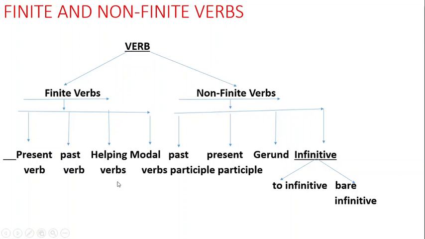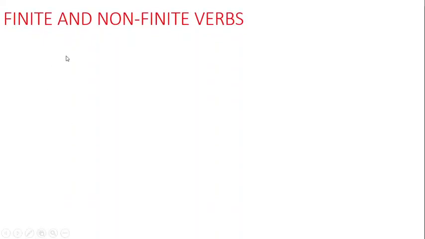Helping verbs means am, are, is, was, were, have, has, had, do, does, did. These are the helping verbs. Modal verbs means shall, should, will, would, can, could, may, might, must, ought to, need to, used to, dare to. So we can see now examples of finite and non-finite verbs. One by one we can see examples and come to know the difference between finite and non-finite verbs.